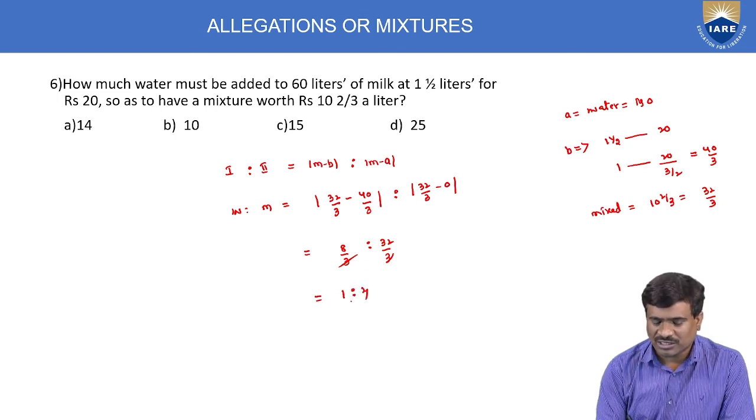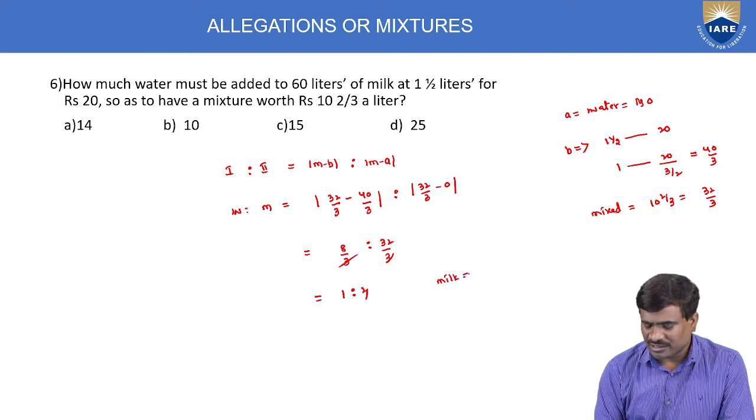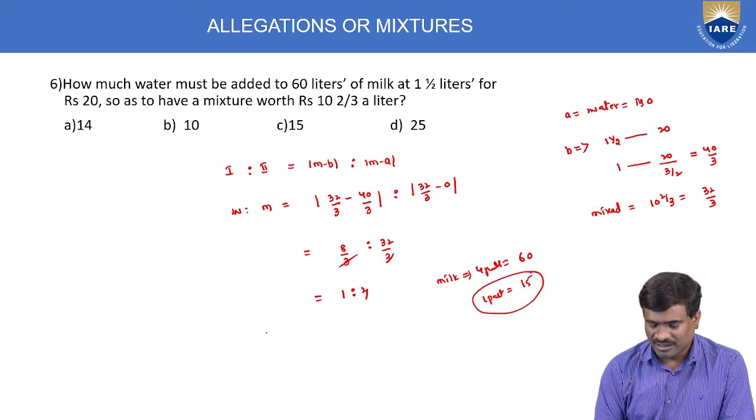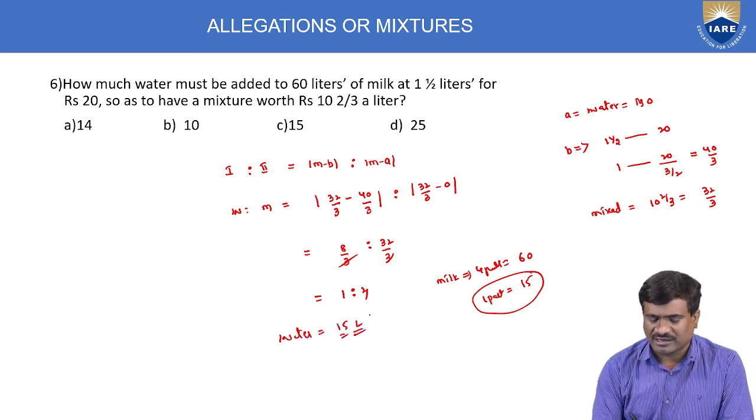The total quantity of milk is 60 liters. The quantity of milk is equal to 4 parts. 4 parts is equal to 60, so 1 part is equal to 60 by 4, which is 15. Therefore, the water quantity, 1 part, indicates 15 liters.